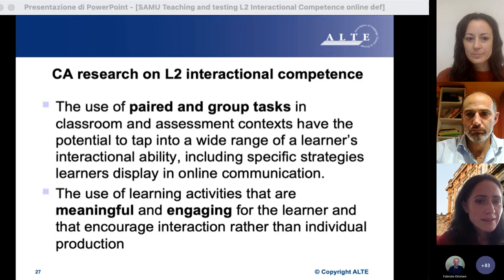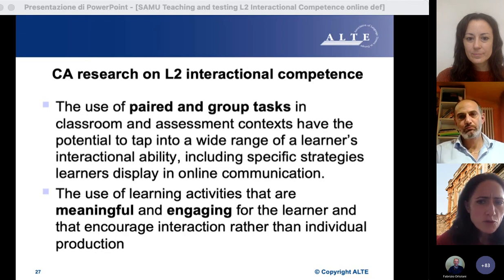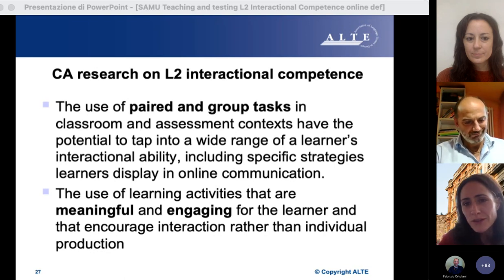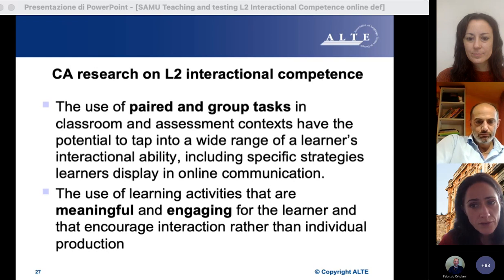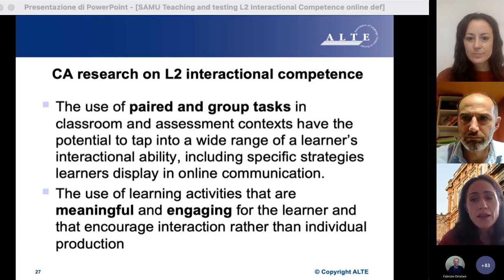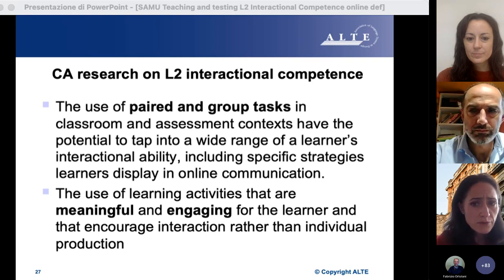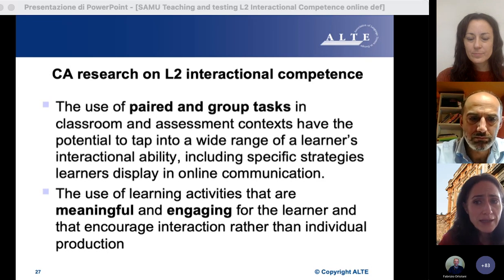What do these good practices suggest? The use of paired and group tasks in classroom and assessment contexts have the potential to tap into a wide range of learners' interactional ability. Of giving the floor, cooperating, asking for clarification, giving clarification, including specific strategies needed in online communication, for example, the need for an immediate feedback.